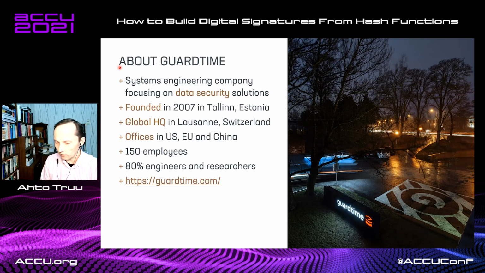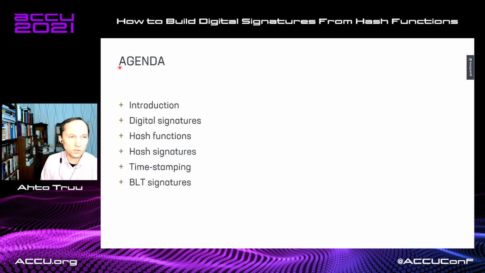I guess that's it for the introduction of the company, and let's see what we are going to talk about today. First, I will try to give a very quick overview of the main primitives used in cryptography. And then from there on, we will focus on digital signatures more specifically. Because the talk is going to be about how to build signatures from hash functions, we then go into some details about hash functions.